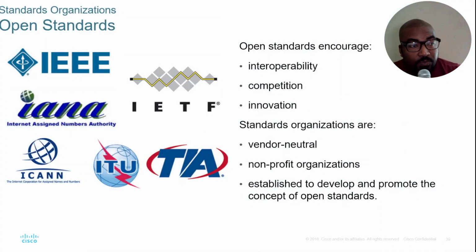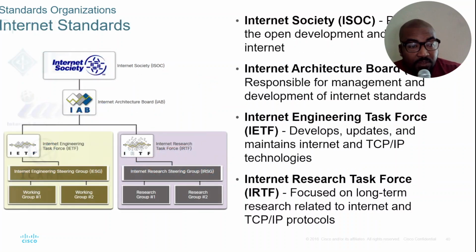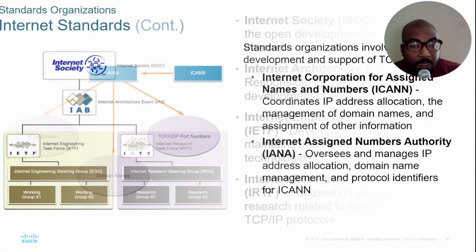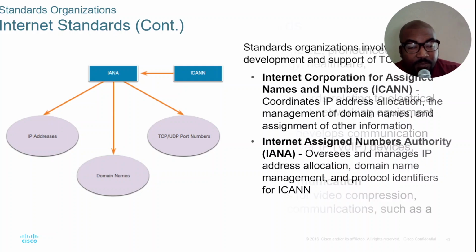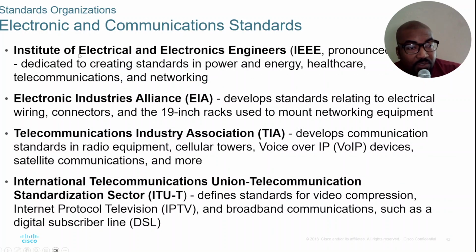Standards and organizations. Now, these are some of the standards and organizations that deal with a lot of how your data gets moved, how it needs to get there. These are some internet standards. I'm not going to get through all of these. You can see these on your screen here. More internet standards here. The Internet Corporation for Assigned Names and Numbers coordinates IP address allocations, management of domain names, and assignment of other information. The Institute of Electrical and Electronics Engineers, they call that IEEE.